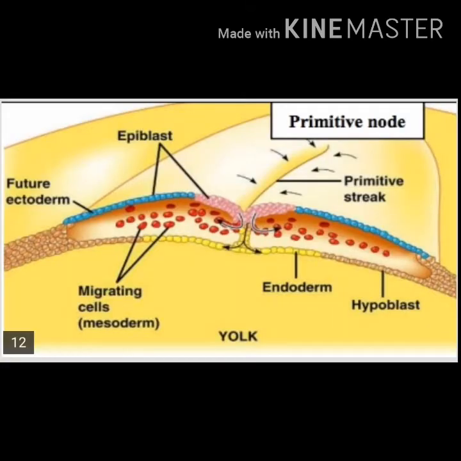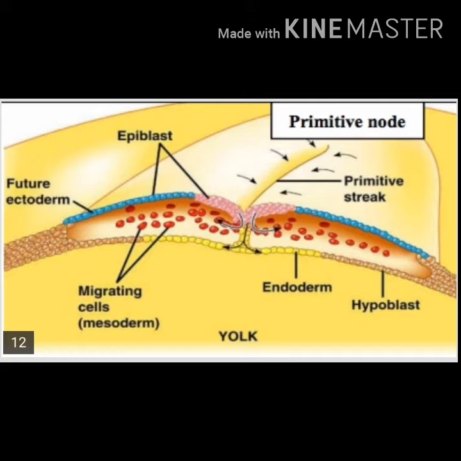Let's discuss the formation of the 3 germ layers. First we will discuss the formation of the embryonic endoderm. Some of those epiblastic cells invaginate through the middle part of the primitive streak, invade and displace the cells of the hypoblast. Eventually, the hypoblast is completely replaced by a layer of roughly cuboidal cells. This layer is called embryonic endoderm or definitive endoderm.